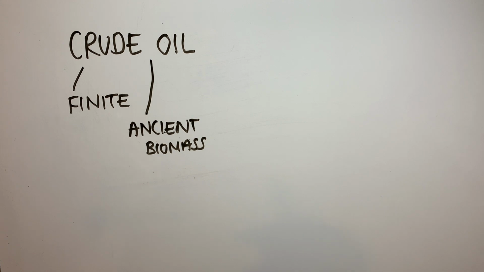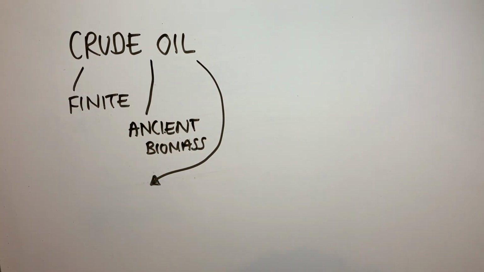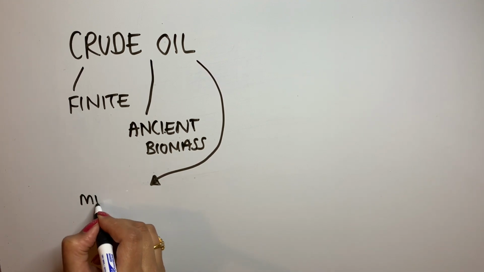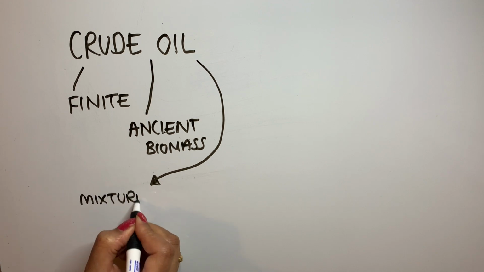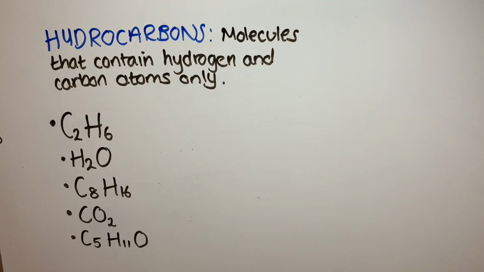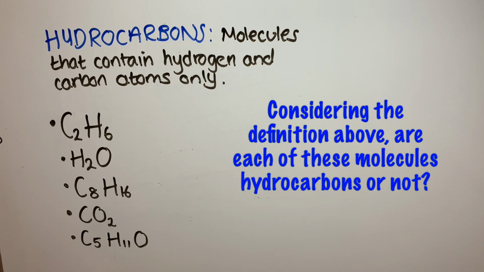Now, crude oil, when it's taken out of the ground, is mainly a mixture of hydrocarbons. So if you pause your video now and have a go with each of these to say whether they are a hydrocarbon or they're not. Remember to look at the definition. Hydrocarbons are molecules that contain hydrogen and carbon atoms only.